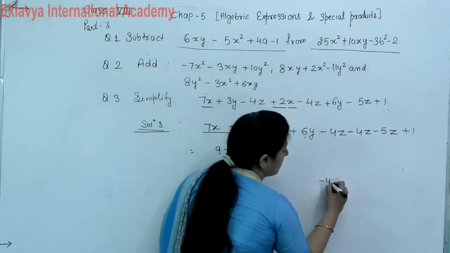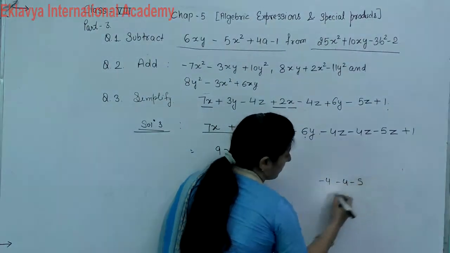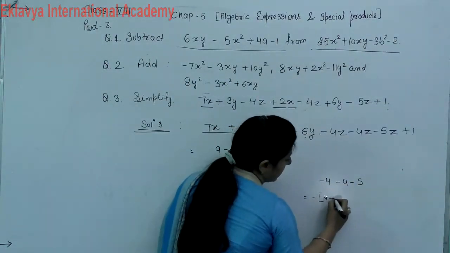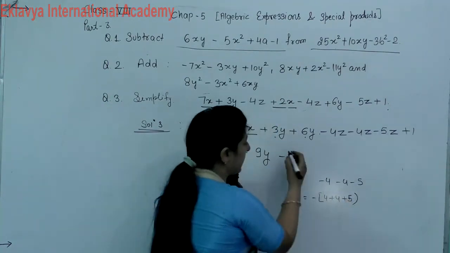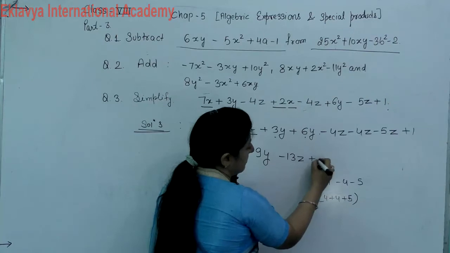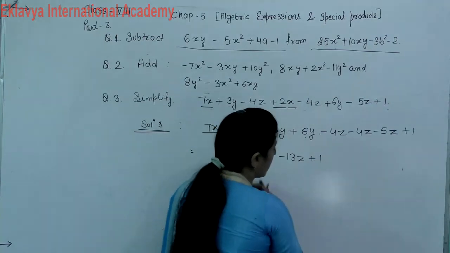See like this. If I take minus common, then it becomes 4 plus 4 plus 5. 5 plus 4, 9. 9 plus 4, 13. Minus 13z plus 1. And this is our answer.